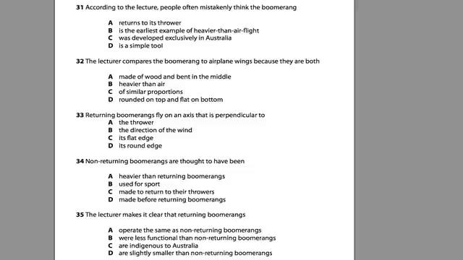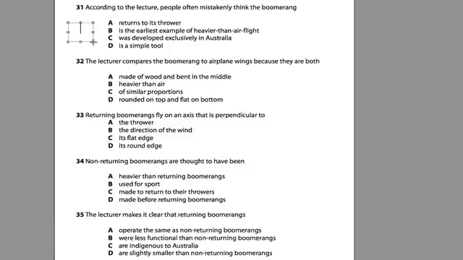Okay, so the questions. Now there's a lot of text to kind of work through as you're listening, but they're pretty straightforward. 31, according to the lecture, people often mistakenly think the boomerang: is the earliest example of heavier-than-air flight, was developed exclusively in Australia, is a simple tool, or returns to its thrower. He says something about, I bet you thought that it is native to Australia. So this is the mistake he's talking about. The answer there would be C.